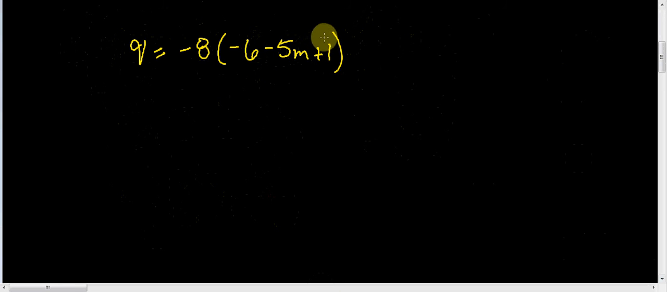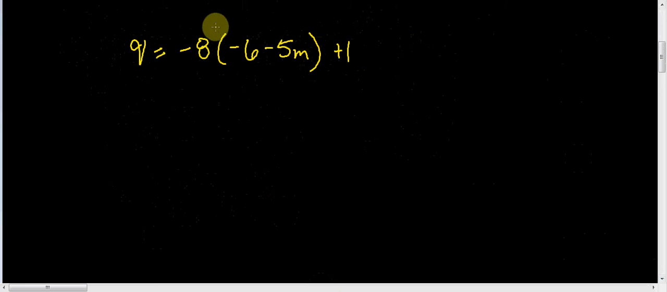Alright, let's look at another problem here. We're going to say that we have 9, and it's going to be equal to negative 8 times the quantity of negative 6 minus 5m plus 1. Whoops. Let me go back here and rewrite this. Alright, so this should be a parenthesis here and plus 1. That's how I wanted my problem.